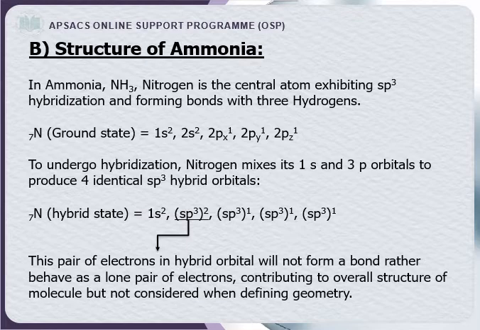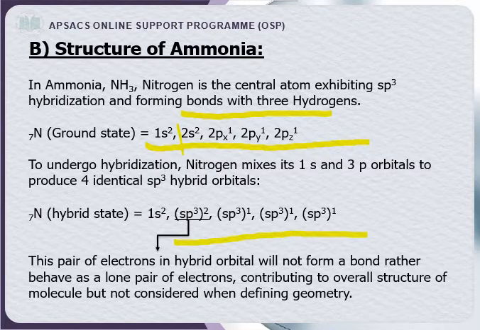According to its ground state, nitrogen with atomic number 7 has the configuration 1s2, 2s2, 2px1, 2py1 and 2pz1. Here the valence shell is the second shell. In it also, the 4 orbitals will overlap to produce 4 hybrid orbitals. Each one will be an sp3 hybrid orbital. So ammonia has nitrogen in it, which undergoes sp3 hybridization.